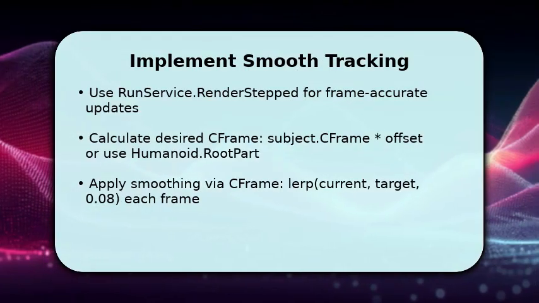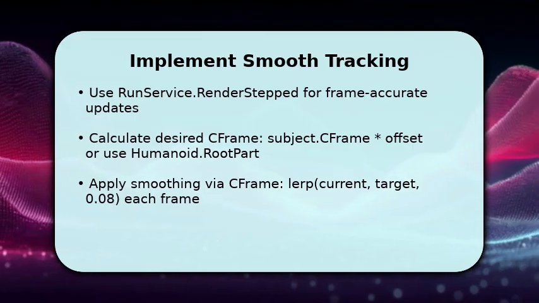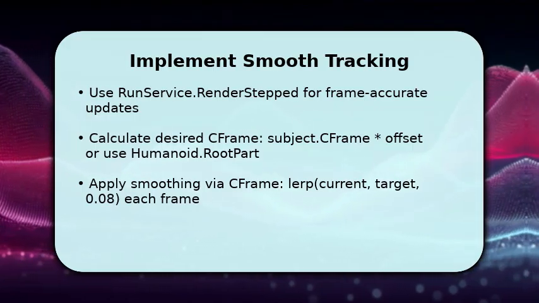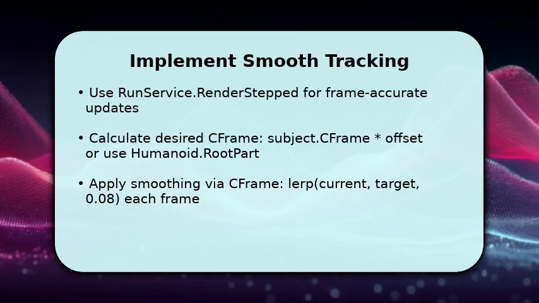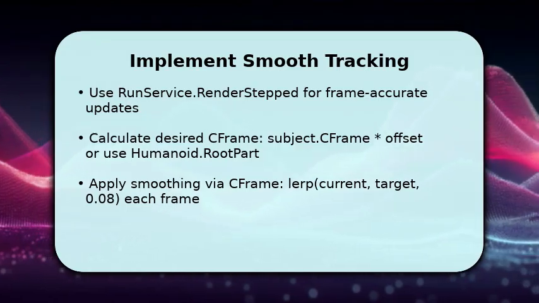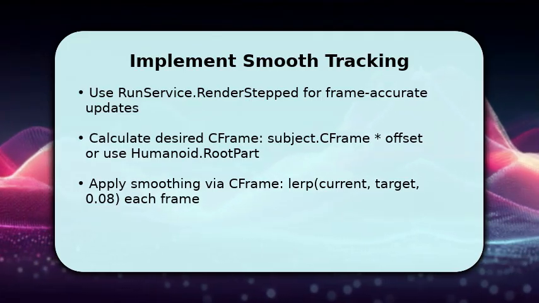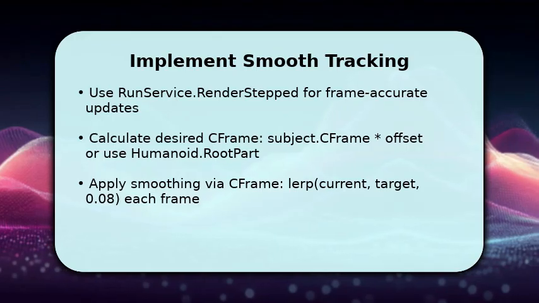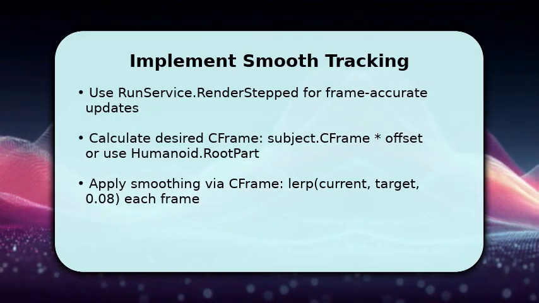Next, implement frame-accurate updates with RunService.RenderStepped so tracking aligns with rendering. This avoids jitter. Compute a target CFrame from the subject's Humanoid RootPart plus a positional and rotational offset to position the camera behind and above. Then, blend the current camera CFrame toward the target using a lerp factor to smooth motion. This prevents snapping and feels natural.